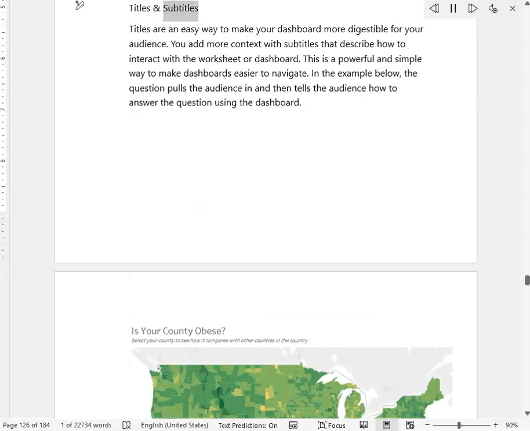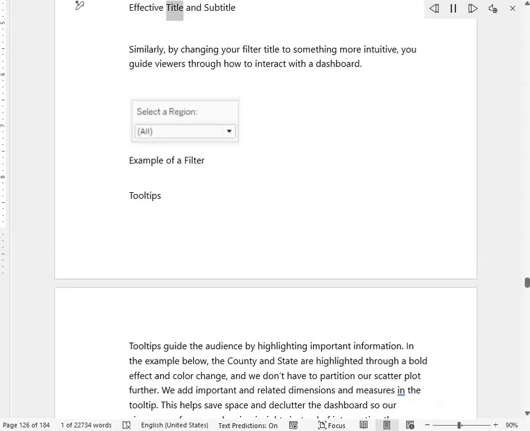Titles and subtitles. Titles are an easy way to make your dashboard more digestible for your audience. You add more context with subtitles that describe how to interact with the worksheet or dashboard. This is a powerful and simple way to make dashboards easier to navigate. In the example below, the question pulls the audience in and then tells the audience how to answer the question using the dashboard. Effective title and subtitle. Similarly, by changing your filter title to something more intuitive, you guide viewers through how to interact with the dashboard. Example of a filter.